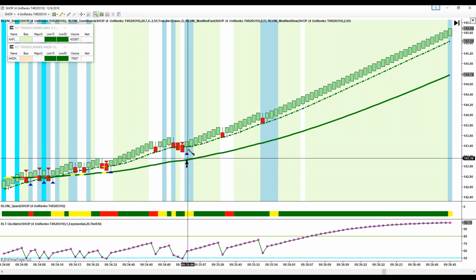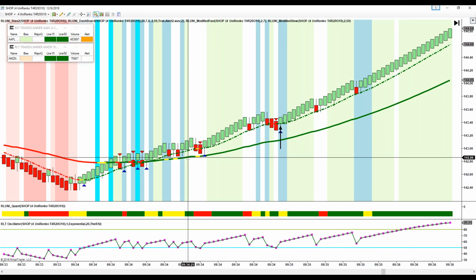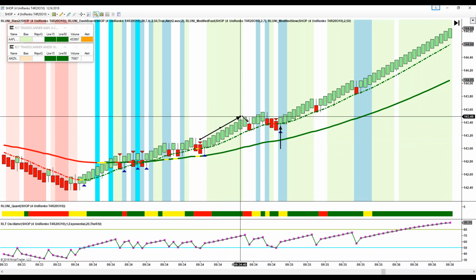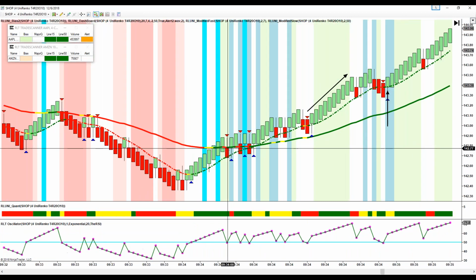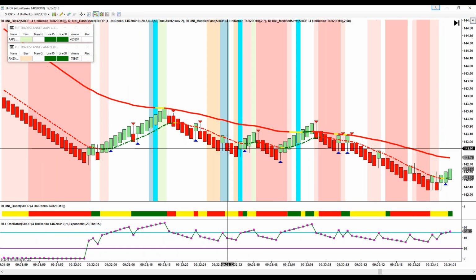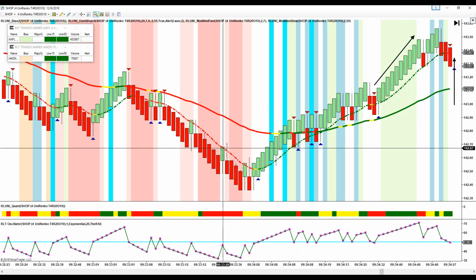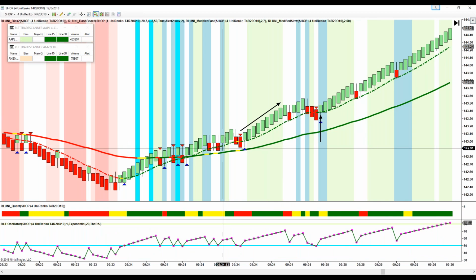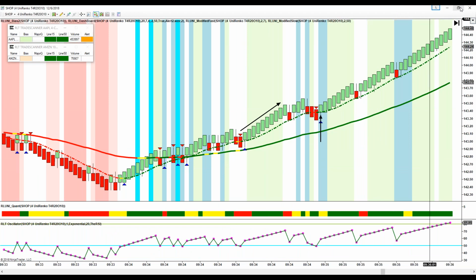Just misses right here, but it's just not a trade. This is a trade, just not a big one, but it would be a winner. Now, that's Shopify. Now, I'll be more than happy to show you any stock you want and answer any questions.